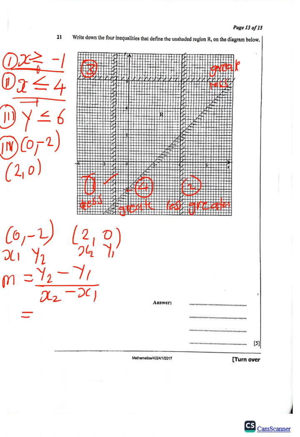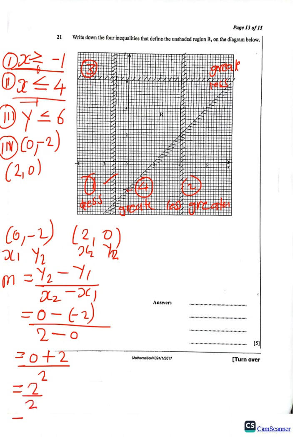So y2 is 0 minus y1, which is negative 2, over x2 which is 2 minus x1 which is 0. So 0 minus negative 2, we have positive 2, over 2 minus 0 is 2. So 2 over 2. Our gradient is equal to 1.